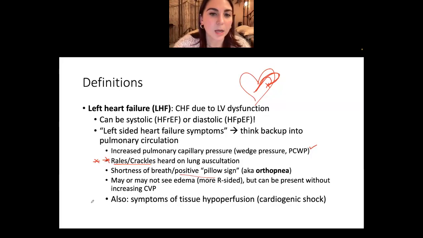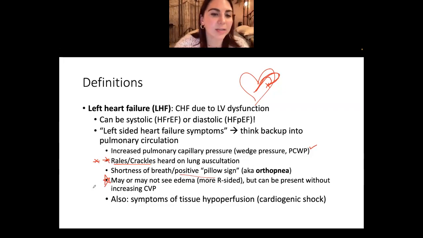Okay. And then if it sounds like a lung problem, but it's a heart failure question, it's going to be left-sided. And then this is what I was putting here. You may or may not see edema. Again, edema is way more of a right-sided problem, but you can still have edema without increased central venous pressure. It's just another fact.